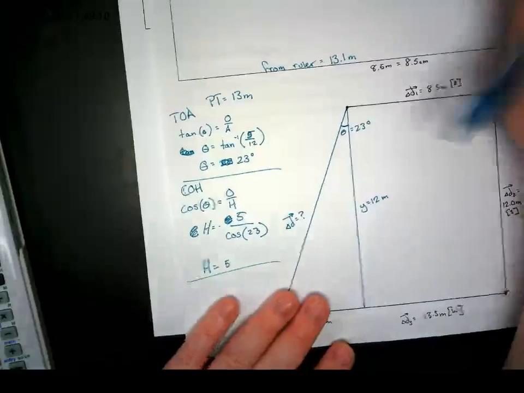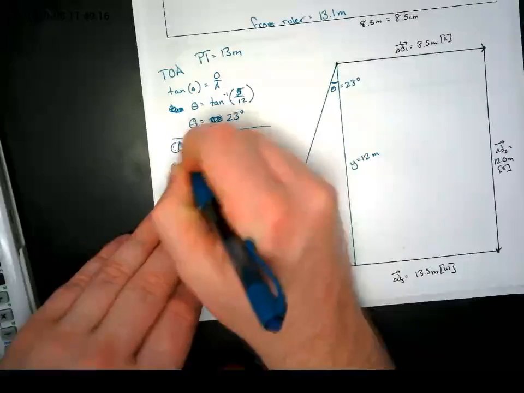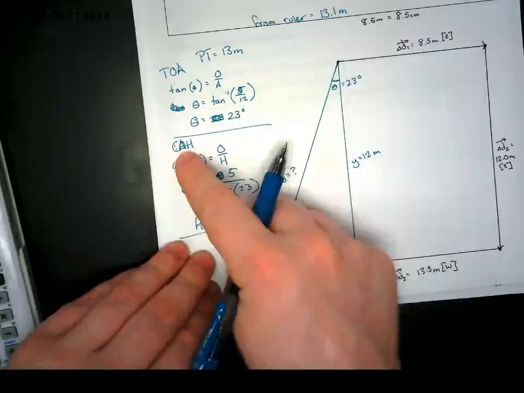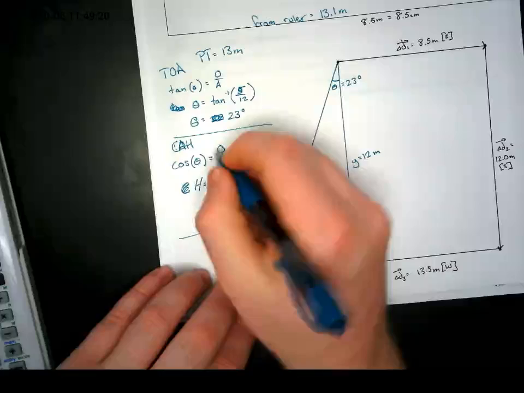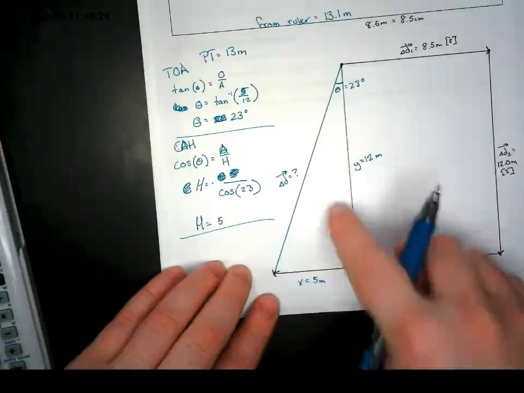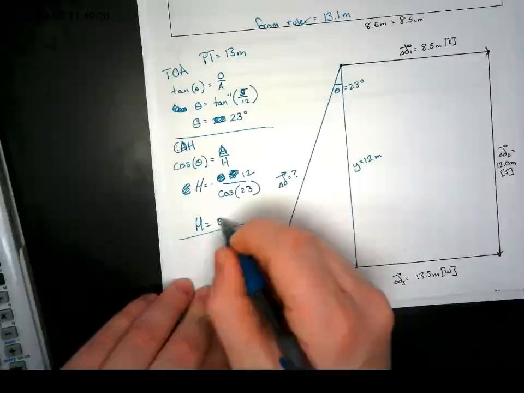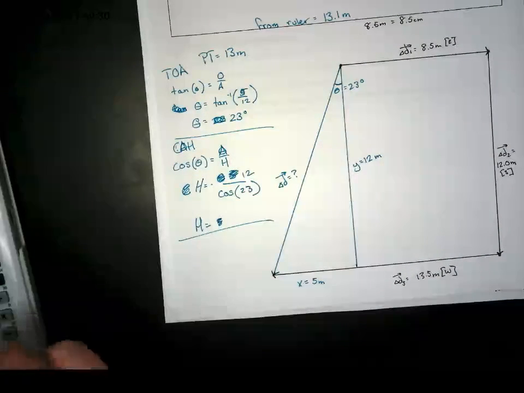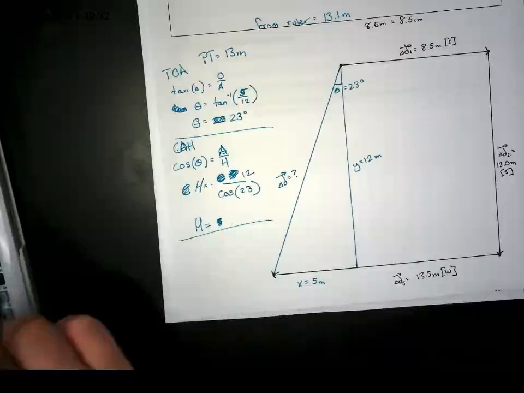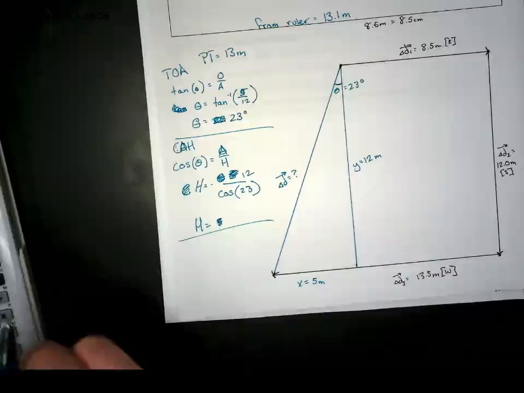That's what I did wrong. This is why it's always good to double check your work. I got my C and my A or S mixed up. So it's CAH, so it's adjacent. Oh my goodness, it's adjacent over hypotenuse. So it's not going to be 5, it's going to be 12. Jeez. My goodness. So 12, I am so sorry guys. 12 divided by the cosine of 23.